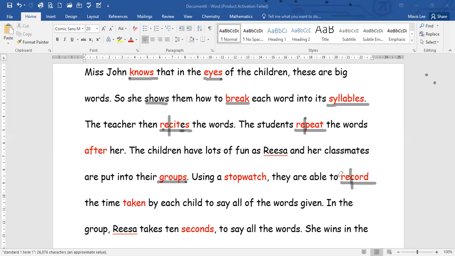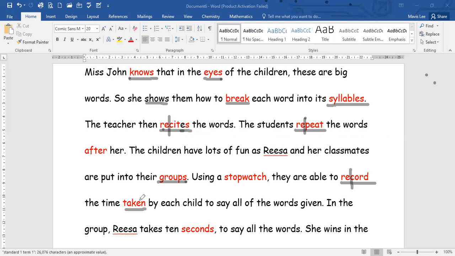They are able to record the time. Here's another word here with the silent E. Now I want you to remember what the silent E does in words all the time. Don't forget, it makes the vowel say its name. So for example, here we have the vowel A. What sound would it make? Yes, it makes the A sound because it's saying its name.